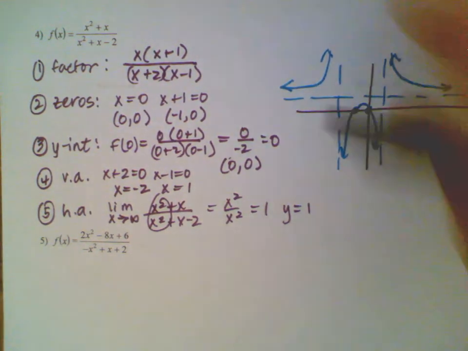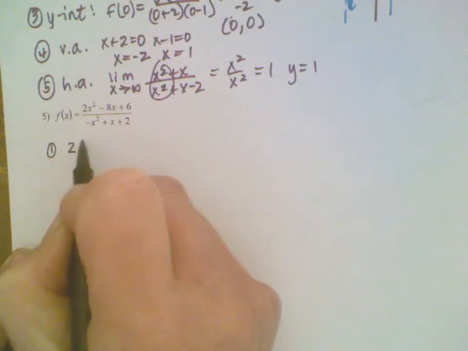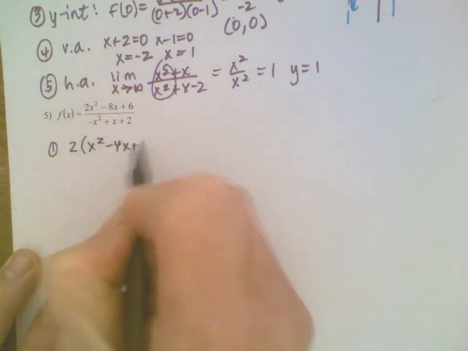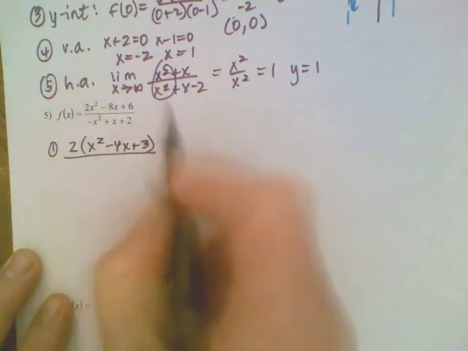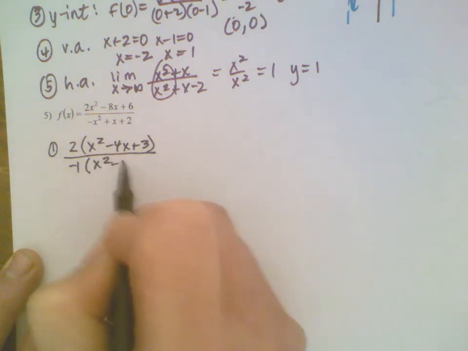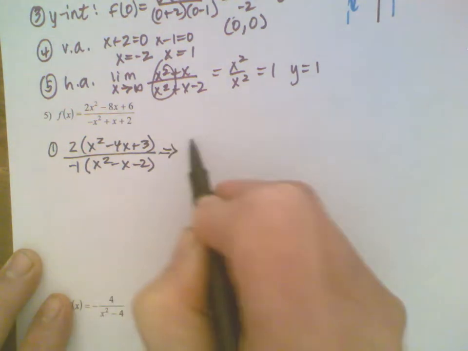We're cruising here, so now we've got another one where it looks like I can factor. So my step 1, factoring, I'll pull out a 2. On the top, x squared minus 4x plus 3. Over on the bottom, I'm going to pull out a negative 1, x squared minus x minus 2. Then I'm going to factor that even further.